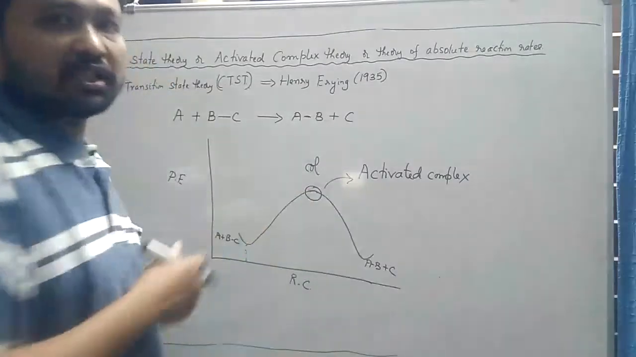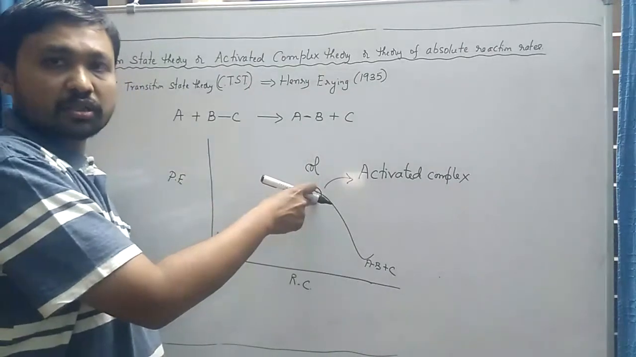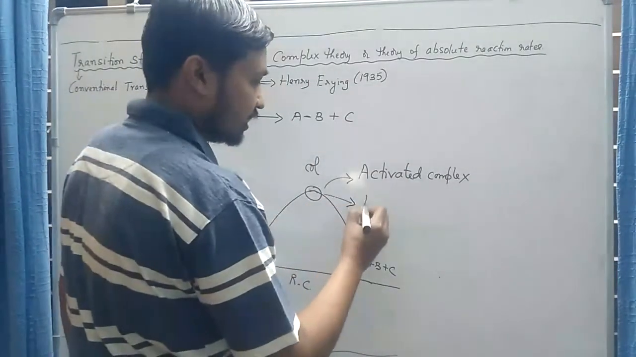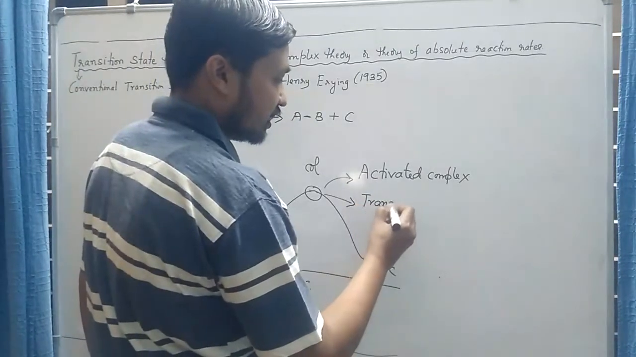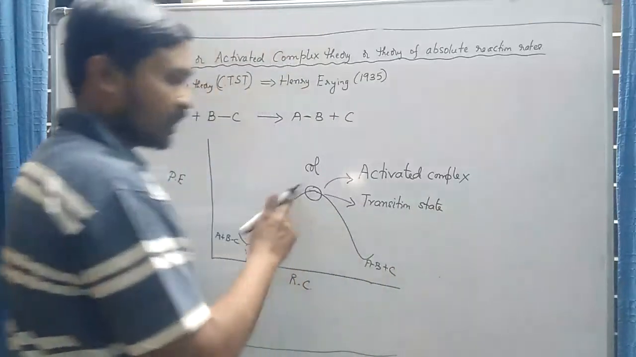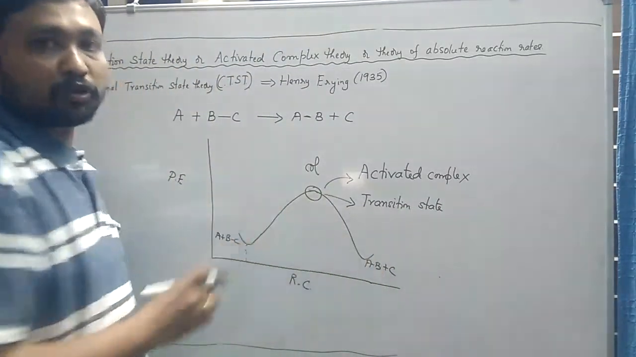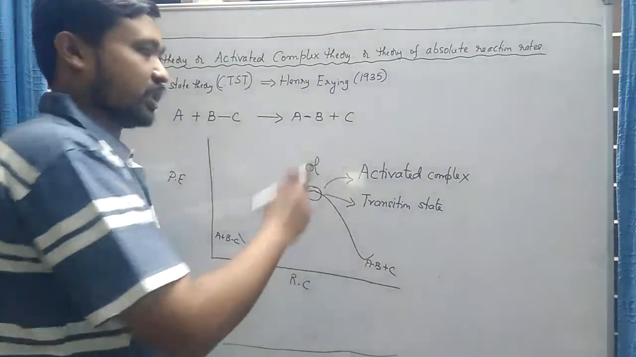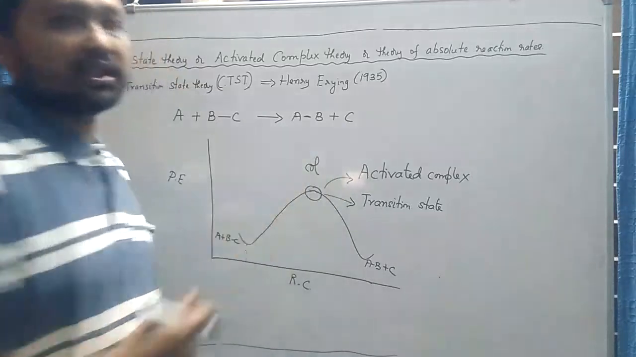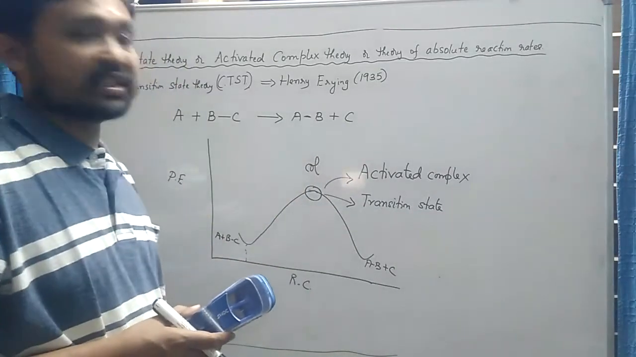So the species that is formed here is called the activated complex, and the state at which this activated complex is formed is called the transition state. The state through which the reactant molecule has to pass to form the product is called the transition state, and the species that exists at this transition state is called the activated complex. So what is the structure of this activated complex?